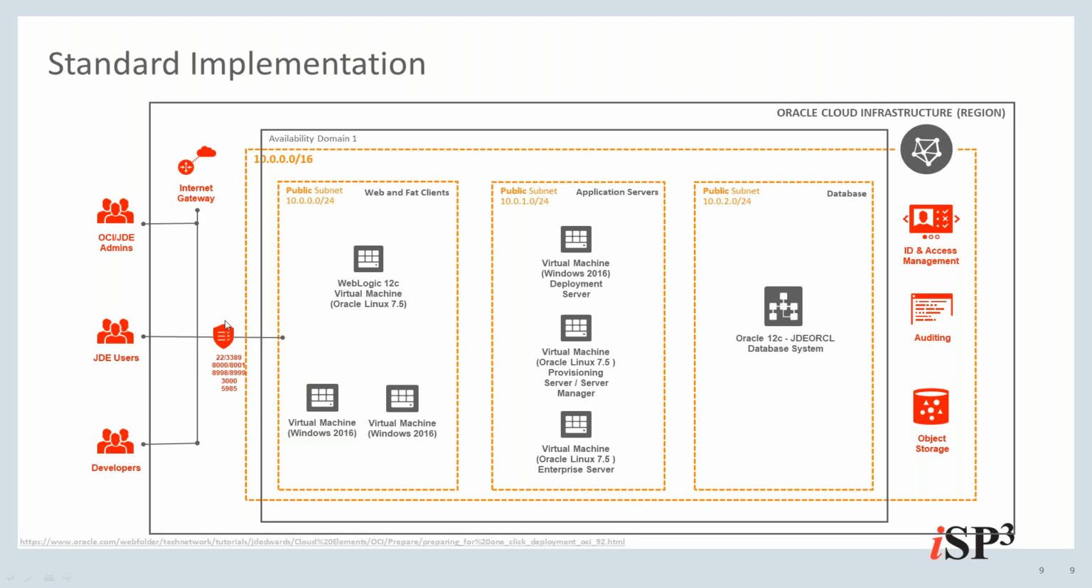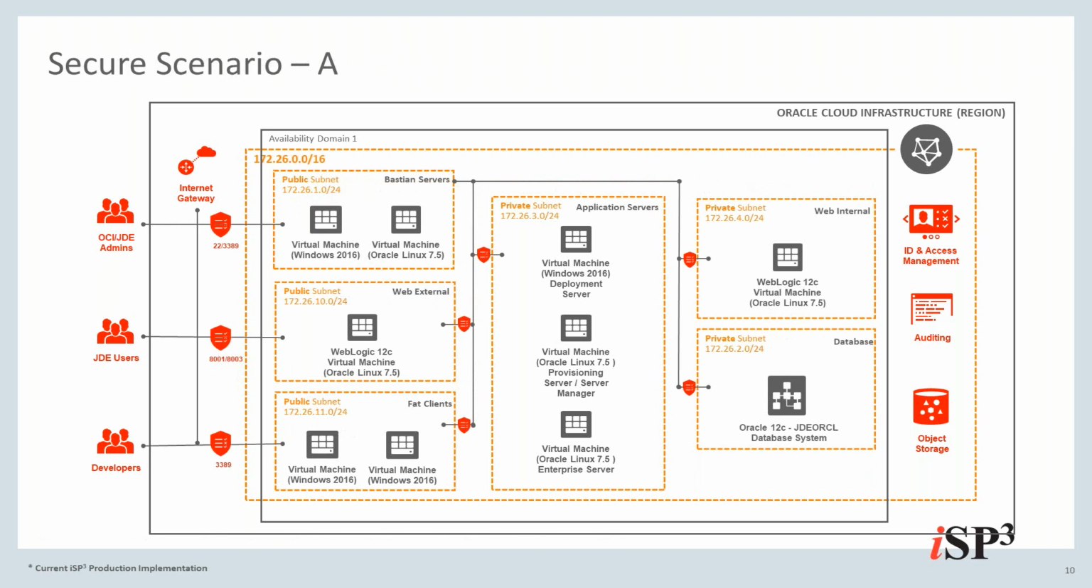So I found this, from the security point of view, a bit weak. Therefore, I decided to go in a completely different direction. I'm going to explain another scenario that you can use to implement JD Edwards. This scenario you can use for a client that does not have an on-prem or a data center. So it's similar to ISP3.